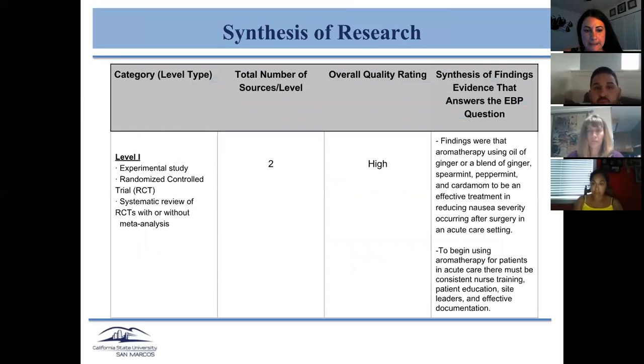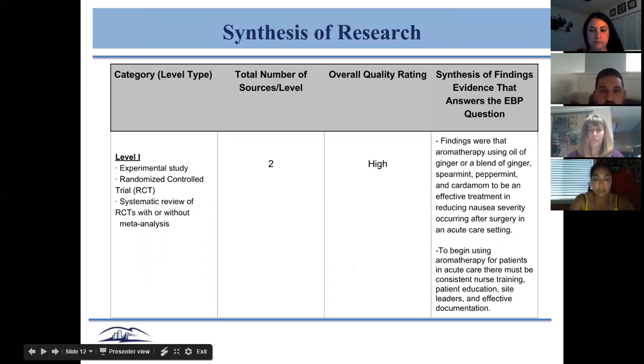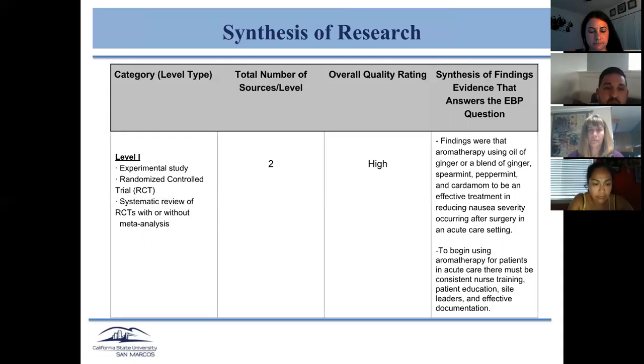For the synthesis of research, we use 4 categories to determine our level 1, level 2. The first one is the level type. The second one is the total number of sources per level, the overall quality rating, and the synthesis of findings evidence that answers the EBP question. For level 1, we use 2 total number of sources. For level 1, it includes experimental study, randomized controlled trial, systematic review of RCTs with or without meta-analysis.